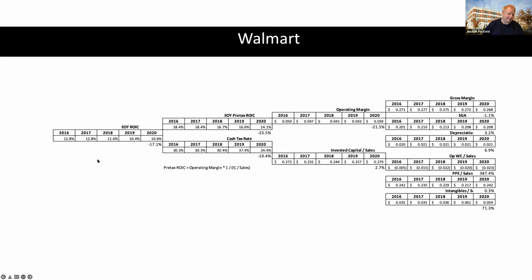So the gross margin decreased from 0.271 to 0.268, which is a decrease of 1.1%, and SG&A increased 32.8% from 0.201 to 0.208, and depreciation increased 6.9% from 0.02 to 0.021. So although depreciation increased the biggest percent, because that number is pretty small, I don't think it impacts the operating margin a lot.